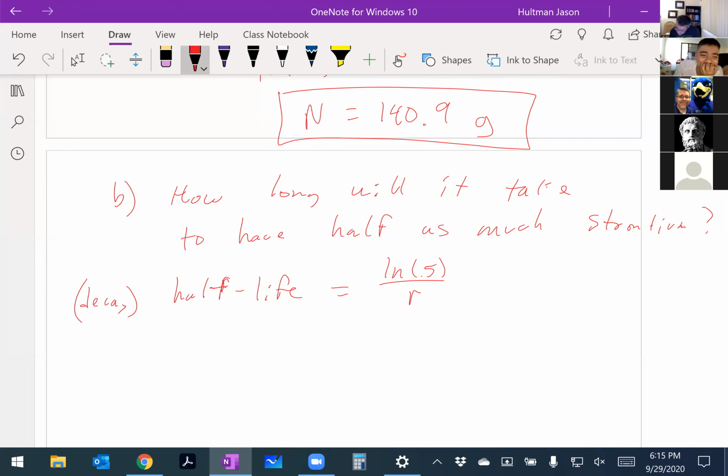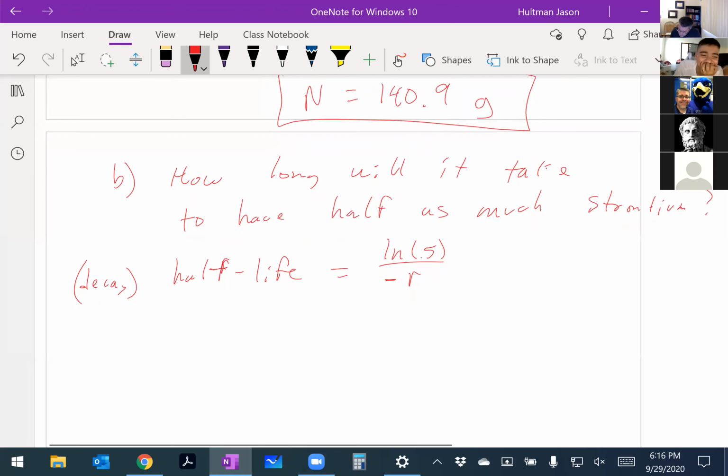My bad. Okay, it's the natural log of 0.5 over r, where r in this case is negative now. It's a negative rate. It's a decay rate. So we need to make sure that r is negative. We could put the negative in here if we wanted to, just to remind us that, hey, it's a negative rate. If r is 0.028, then it's a negative rate. It's decaying. Okay, so this is your half-life formula.